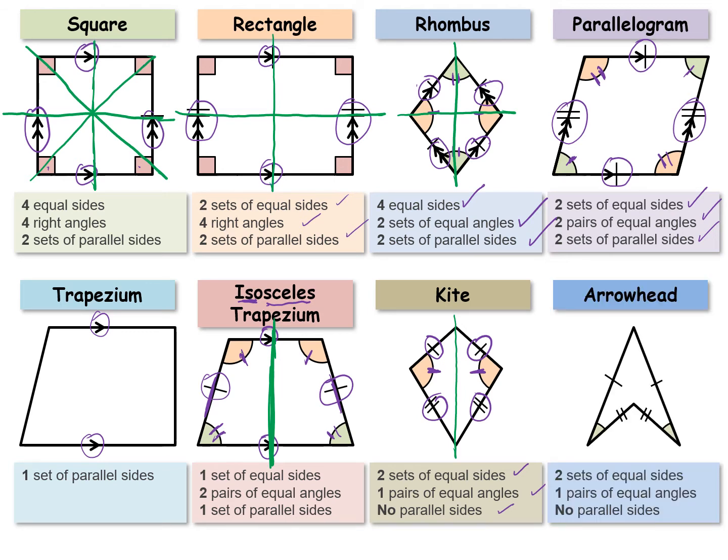The arrowhead is similar to the kite. It has the same properties because we can draw one line of symmetry straight down the middle, meaning that this side is equal to this side, and this side is the same as this side, and then this bottom angle and this bottom angle are equal. So two sets of equal sides, one pair of equal angles, and no parallel sides.